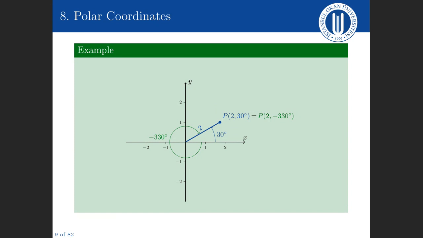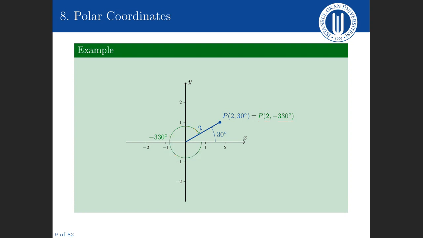Suppose instead of taking the anti-clockwise angle, I want to take the clockwise angle. Always start at the x-axis and then go around until we meet this blue line. Now this angle is minus 330 degrees. This point also has polar coordinates (2, -330°).